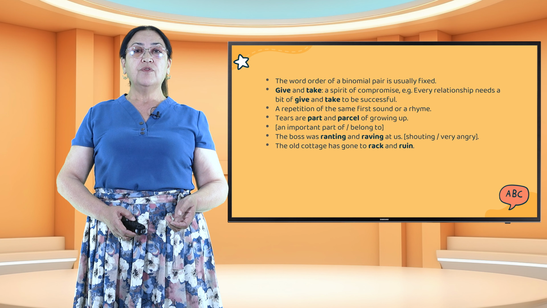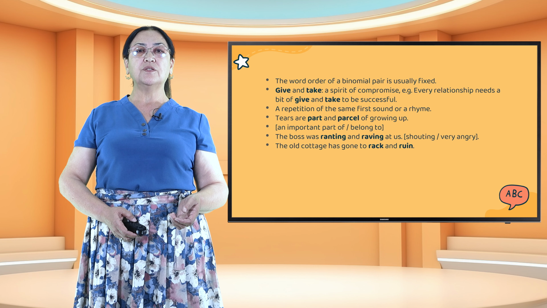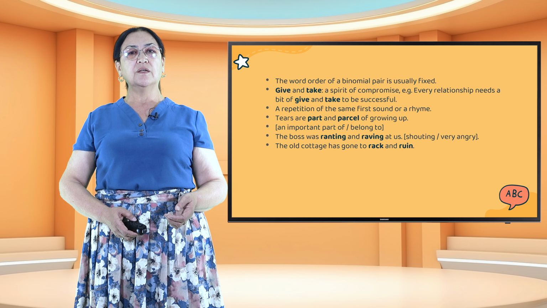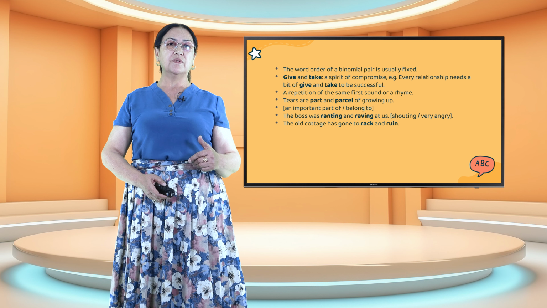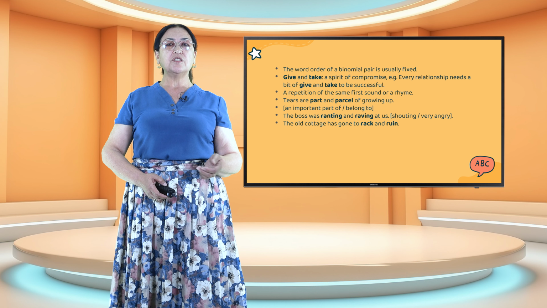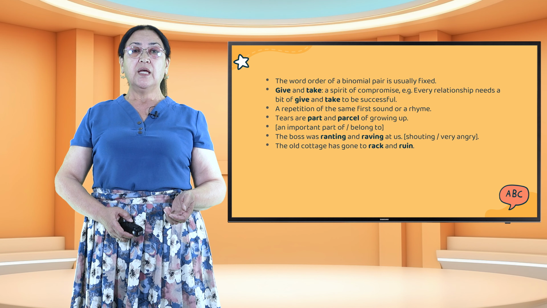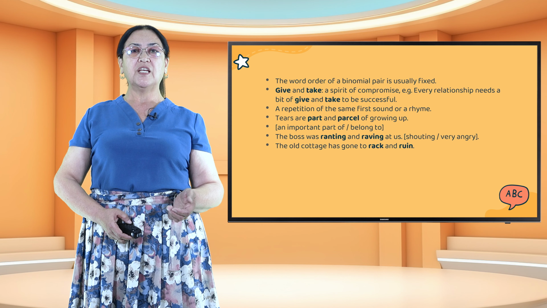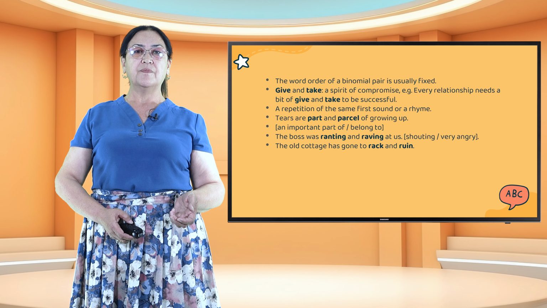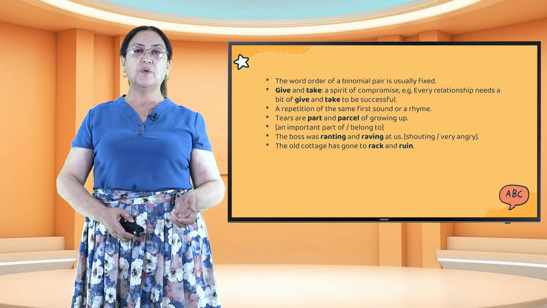The word order of a binomial pair is usually fixed. Give and take. We cannot say take and give. It means a spirit of compromise. Example: every relationship needs a bit of give and take to be successful. And the next one, a repetition of the same first sound or a rhyme. Tears are part and parcel of growing up. It means an important part of or belonging to something.